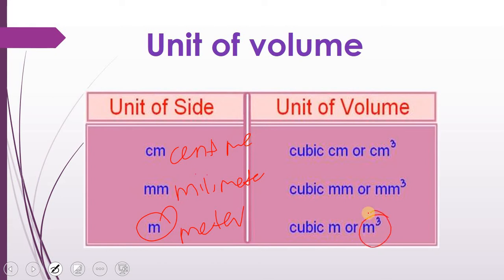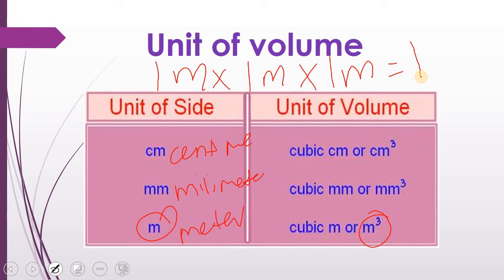Kenapa kuasa 3? Because we have contohnya 1 m darab 1 m darab 1 m. Kan? 1 darab 1 darab 1. Jawapan dia adalah masih lagi 1. So, berapa m we have here? How many m do we have here? 1, 2, 3. So, we have m 3. Okay? So, that's unit for volume. Isi padu.